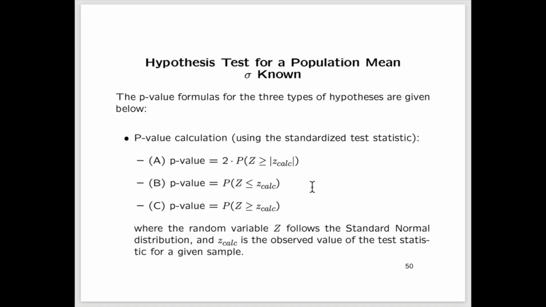You'll recall that the definition of the p-value is the probability of observing a value of the test statistic at least as extreme as that which has been observed, given that the null hypothesis is true. That is the reason for these formulas.